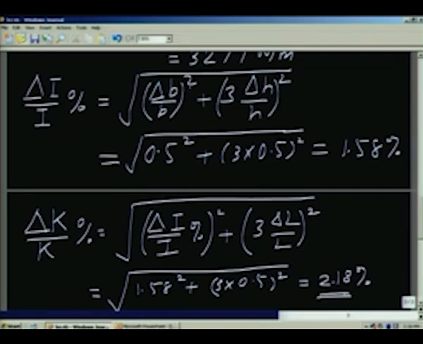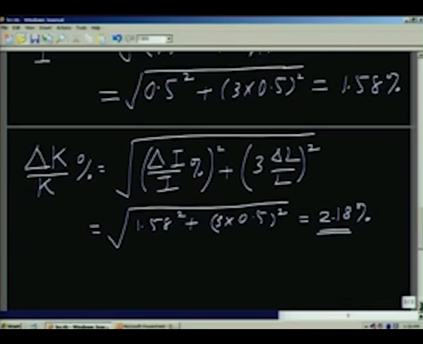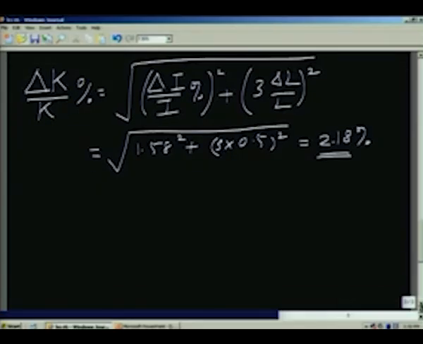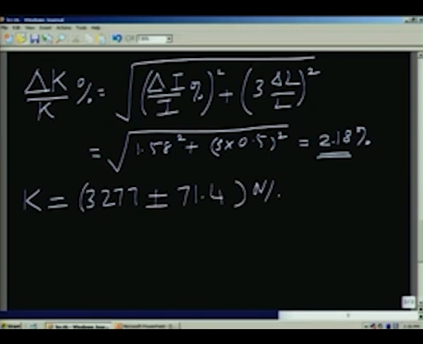So, the error in the estimated value of the spring constant is about 2%. So, that is the first answer we required, and therefore, we can say K equal to, now using this 3277, that is the value of K obtained, plus or minus 2.18% of that value, that comes to 71.4 newtons per meter. So, that is the answer to the first part of the problem.